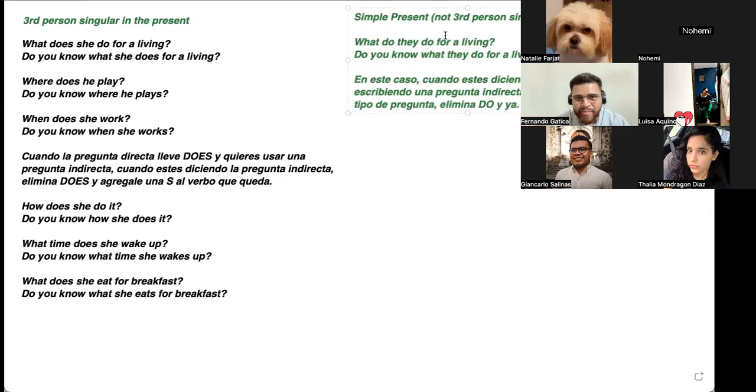That's all. Eliminamos el auxiliar do y ya. Si la pregunta lleva dos do's, un do es auxiliar y otro do es el verbo principal. El verbo principal se queda siempre. Another example. Where do they play? ¿Dónde juegan? Do you know where they play? Solo se elimina el do y ya, porque pones el sujeto antes del verbo. Y si eliminamos do, pues el sujeto ya está antes del verbo. Y no se le agrega la S porque solo se le agrega a tercera persona singular, y they es plural. It's not singular. I think that one's easy. Ese es un poquito más fácil.